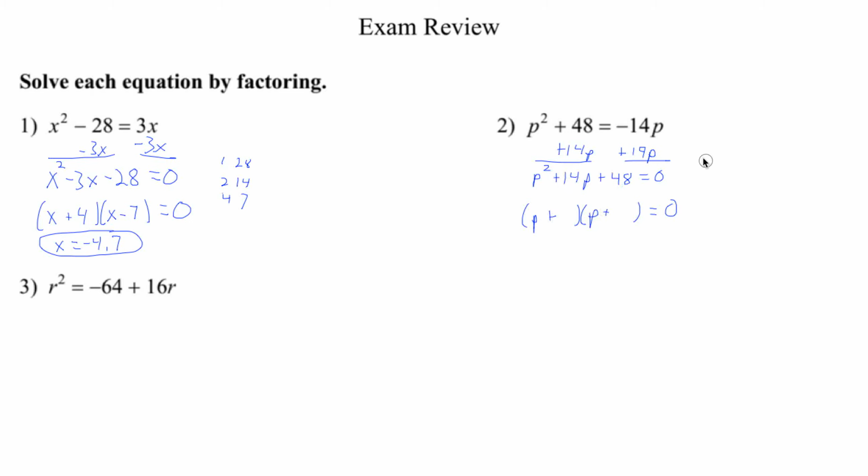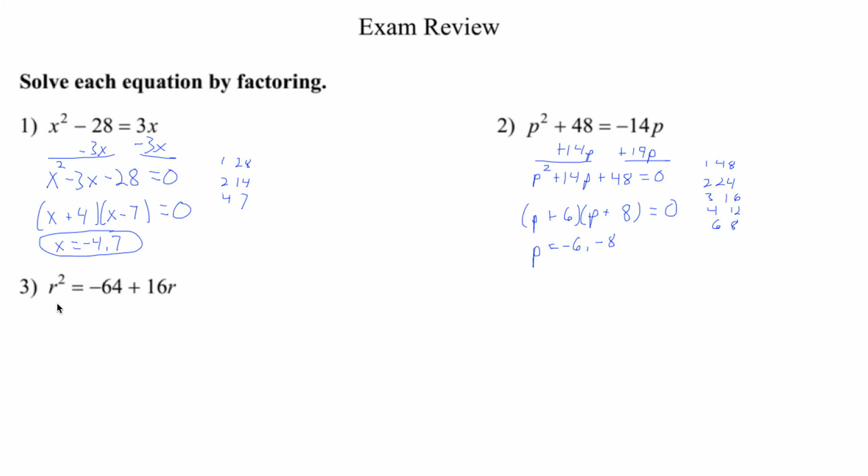And then 48, you can think of the factors. You don't have to write them out, but you're looking for two factors that in this case will add up to equal 14, and that's 6 and 8. So what makes this factor 0? Well, p being negative 6, so negative 6, or what makes this factor 0? Negative 8.